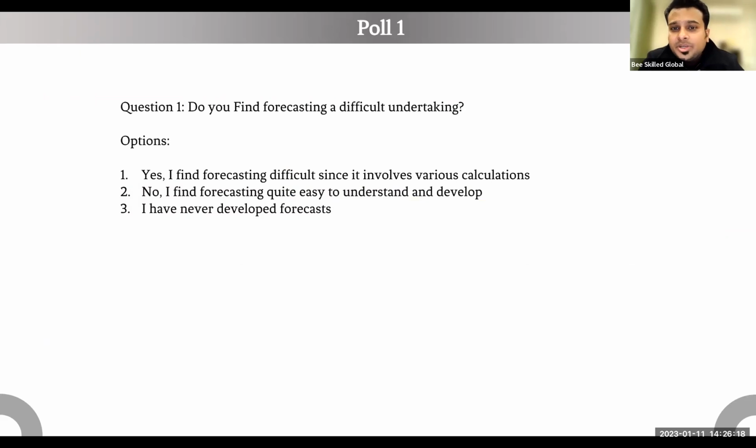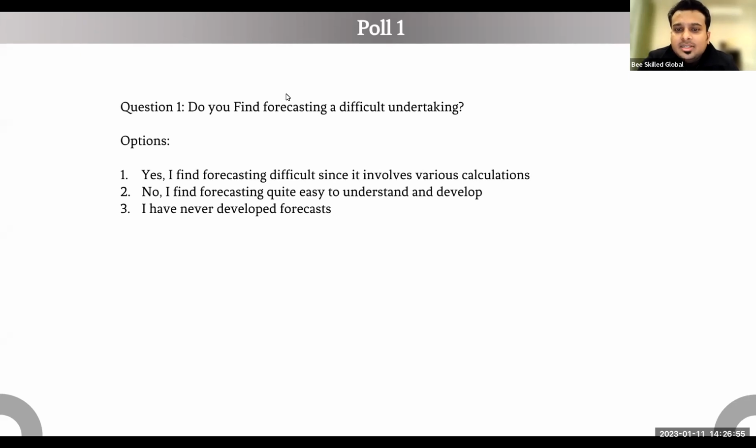So before we begin, Priyanka, if you can launch this poll, I would like to know from you, have you done forecasting? And if you prepared forecasts, do you find it difficult or do you find it very easy? So the poll is on your screen. For example, I have done it multiple times now, so I find it quite fascinating. But yes, if it becomes too complex with many products and everything, then it becomes a bit more cumbersome and tiring.